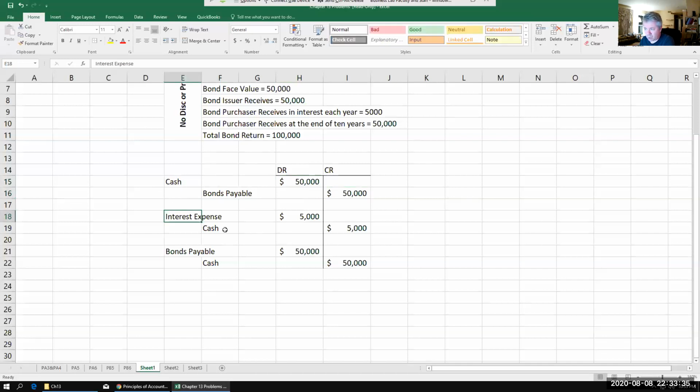Each year, I've only put one of them here, but each year for 10 years, we would have an interest expense, because we're paying 10% on that bond. We'd have an interest expense of $5,000, and we would pay cash to the person who purchased it of $5,000. So it's the interest expense every year. And then at the end of the 10 years, we would pay back the initial principal. So we would debit the payable to get it off the books, and we would use the cash to pay our debt. So that's a fairly straightforward process.